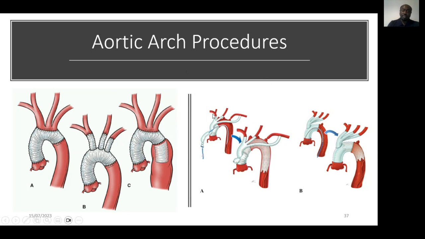We can debranch, so we can take one vessel at a time. So take this one first, anastomose here. Blood is still flowing. We still leave this blood flowing through these vessels by putting tubes through them. So we supply what we call antegrade cerebral perfusion.